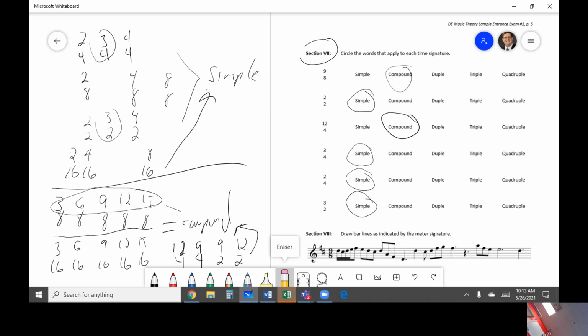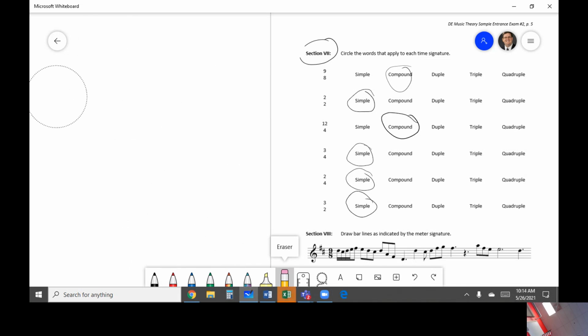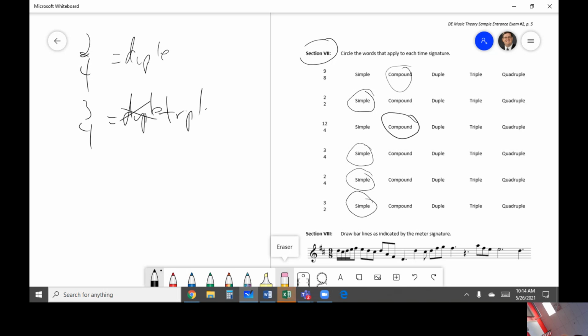Okay? Now, in terms of duple, triple, and quadruple, that's going to be the number of beats per measure. If we're talking about 2-4, well, we know that's going to be 2 quarter notes. That's going to be duple. 3-4, triple. Sorry. 4-4, quadruple. Those are pretty easy, right? Take the top number, quadruple.